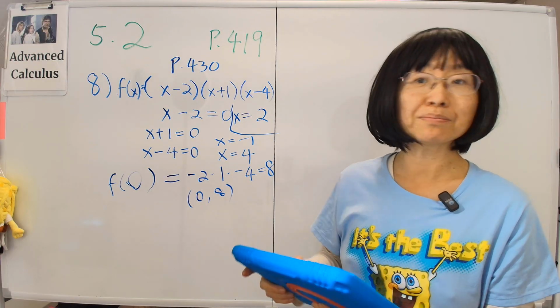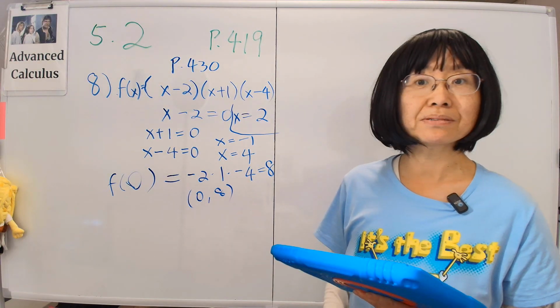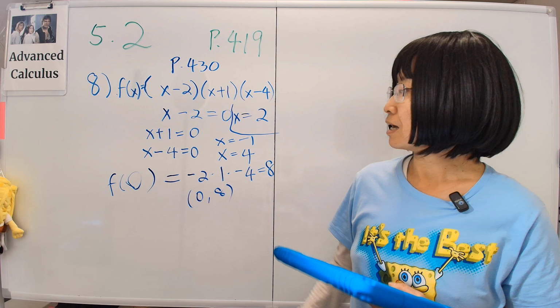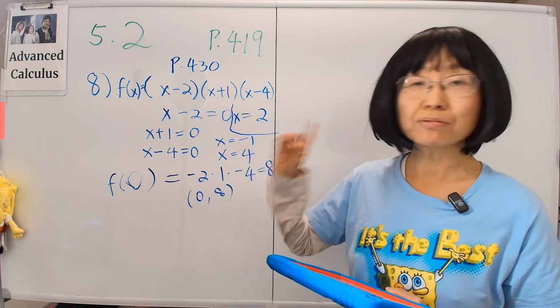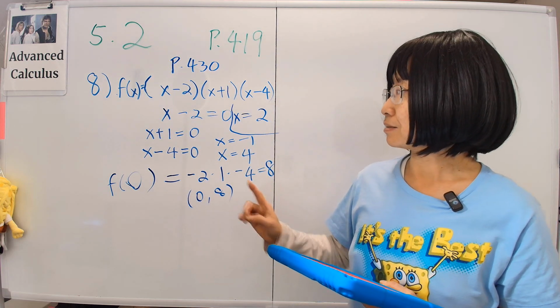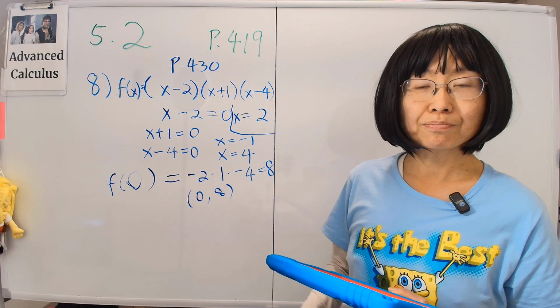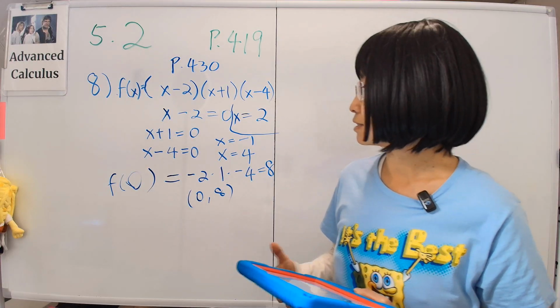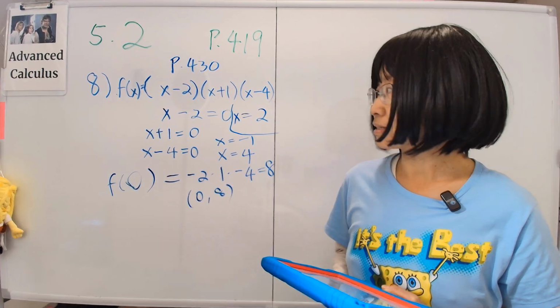Yep, and that's what the book did at first, because the y-intercept is easier to calculate. And for any function, there's only one y-intercept, but there might be a bunch of x-intercepts, or there might not be any x-intercept at all.